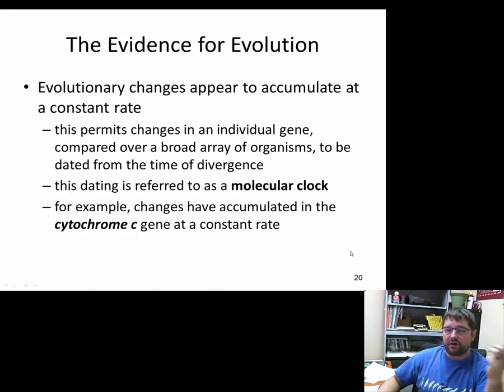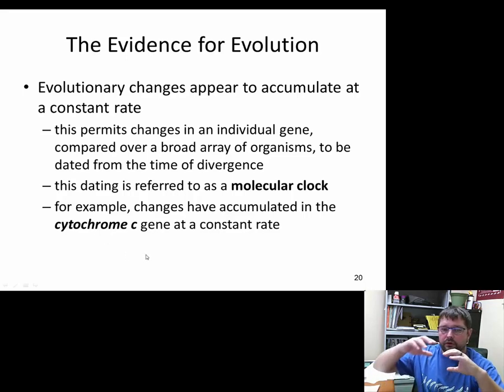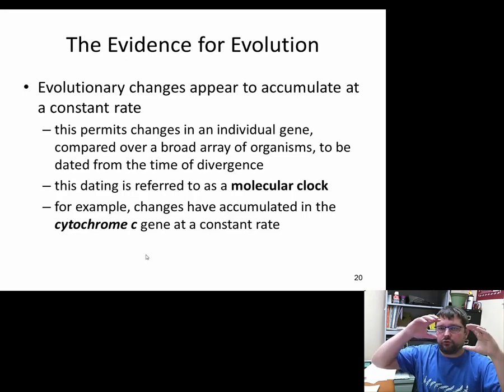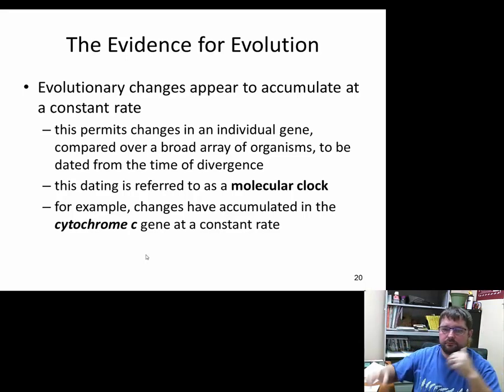And so we can use examples of things that all organisms have, like the electron transport chain. We'll get to this. This is part of cellular respiration, and we'll talk about cellular respiration in much more detail. But there's a protein in organisms called cytochrome C, which allows electrons to be utilized to drive work to form ATP. And we know that the cytochrome C gene changes at a constant rate.